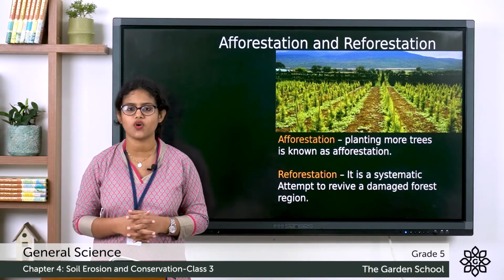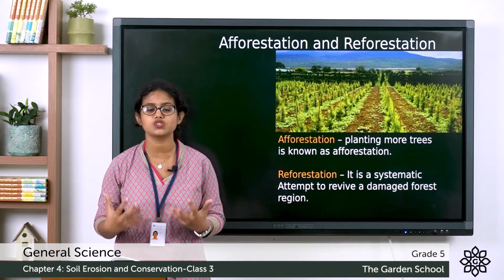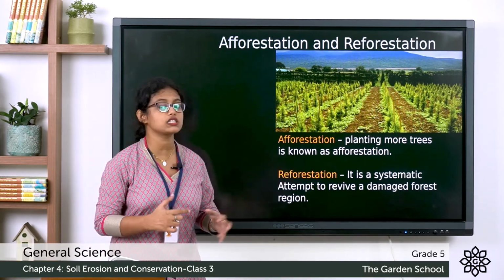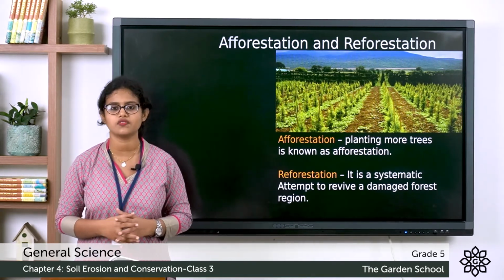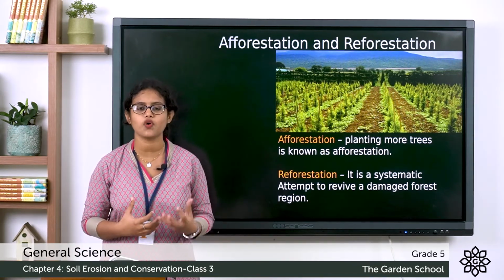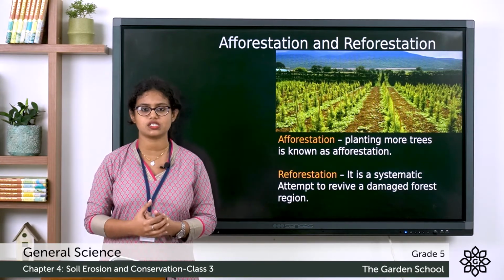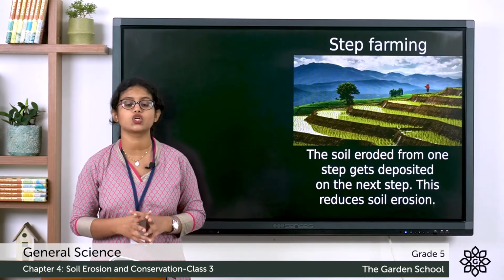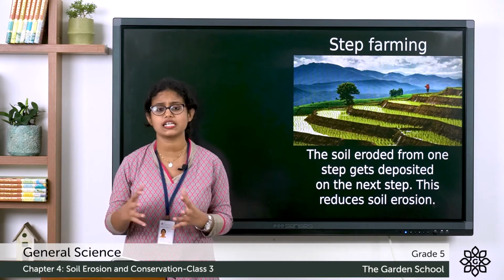How can we restore a forest? We can restore a forest by planting trees, by planting trees that grow naturally in the forest. So, it is a systematic attempt to revive a damaged forest region. So, what is the meaning of revive? Revive means restore. We can restore a damaged forest region. How can we restore? We can restore by planting trees. That is called reforestation. Coming to the next way to conserve soil, that is step farming or terrace farming.